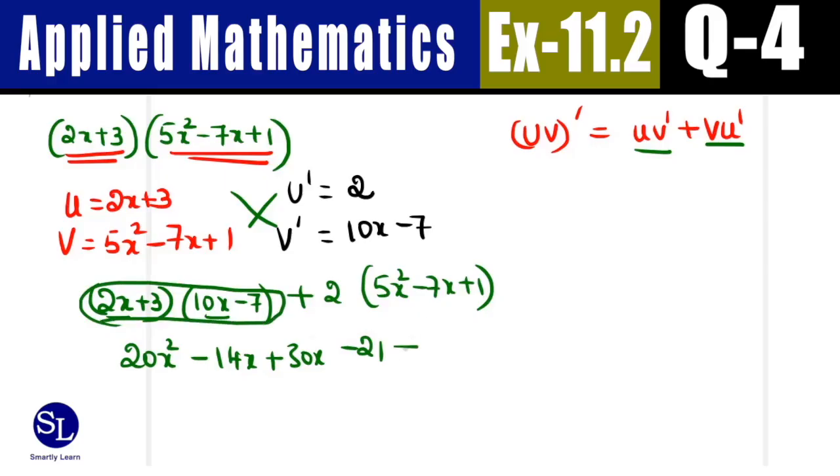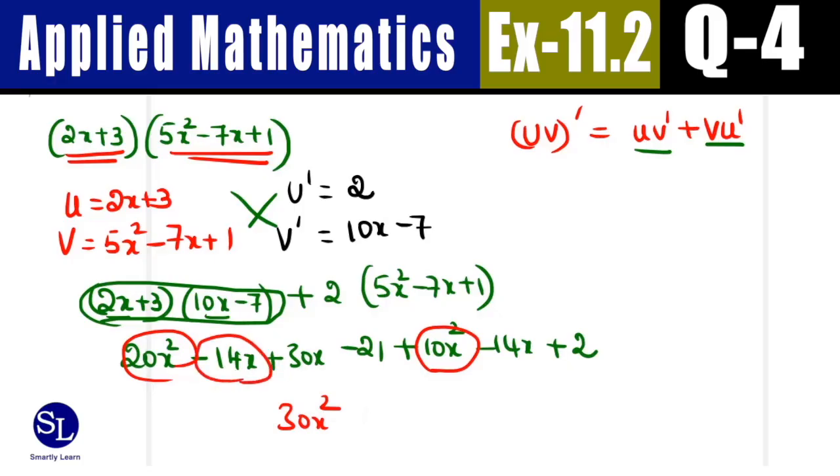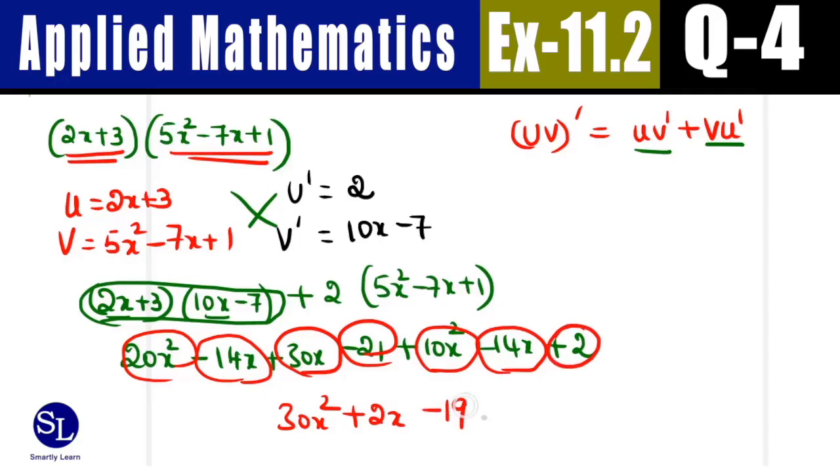Then let's do this plus 10x² − 14x + 2. Now we can combine the like terms and write out the final answer. 20x² plus 10x² is 30x². Minus 14x is minus 28x, plus there is a 30x, so that is plus 2x. Minus 21 and plus 2 is minus 19. So 30x² + 2x − 19 is the final answer.